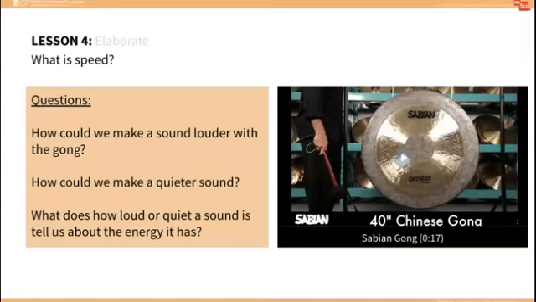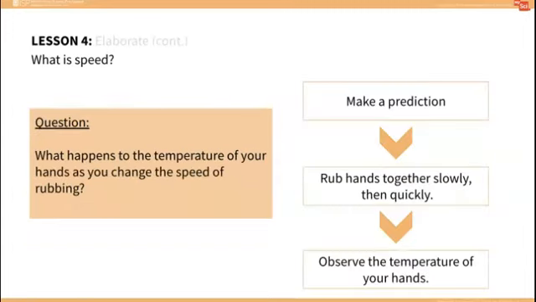Students should relate this to energy by noting that the louder the sound, the more energy there is, and vice versa. Next, ask students, what happens to the temperature of your hands as you change the speed of rubbing? Give students time to make a prediction, then have students try it. You could even have students actually take the temperature of their hands after each trial for more quantitative data. Students should notice that the faster they rub their hands, the more energy in the form of heat is present.